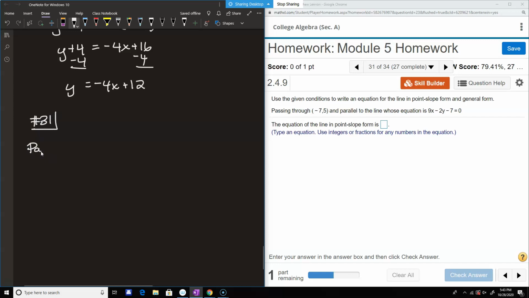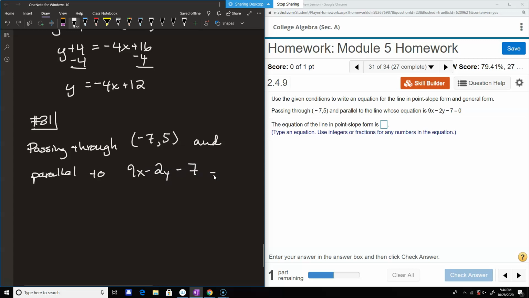So we have passing through -7, 5 and parallel to 9x minus 2y minus 7 equals 0. Well, this is going to work just like the other parallel problem. The only thing here is we don't know the slope just from looking at the equation. So first we just want to put the equation in slope-intercept form, and then we'll know the slope.